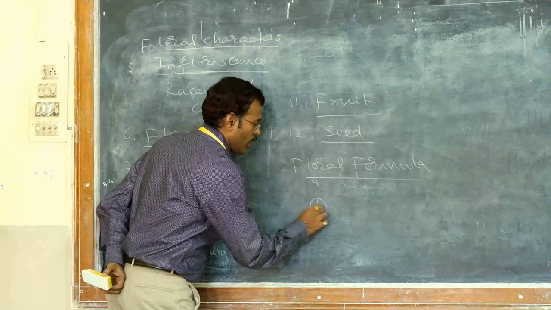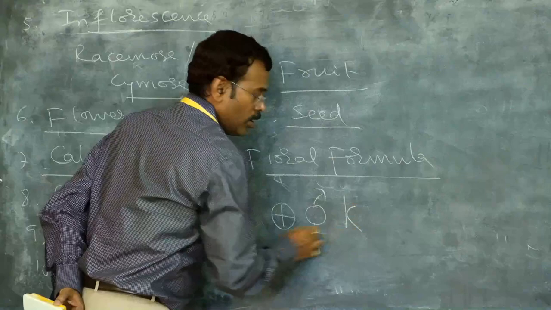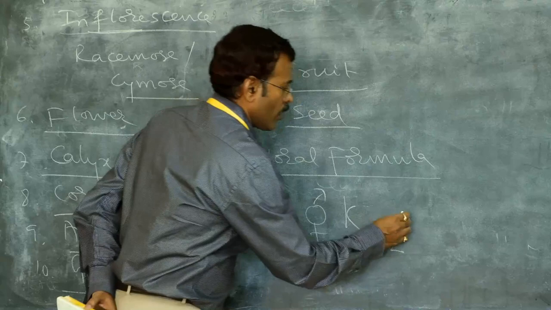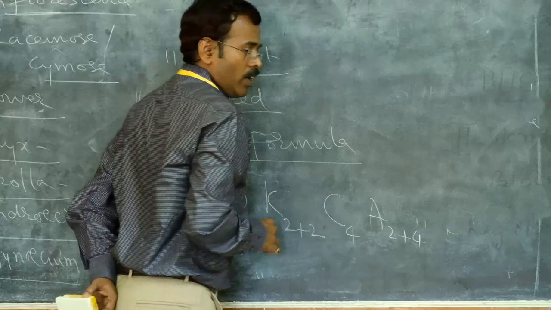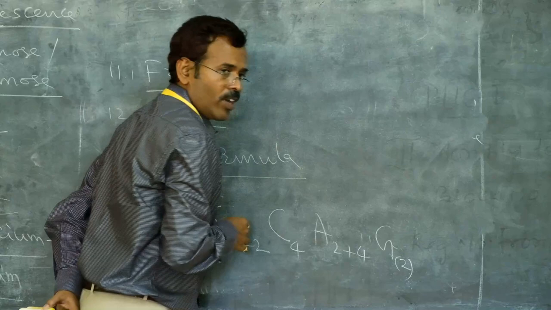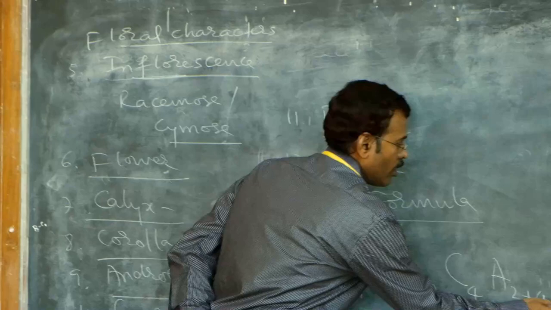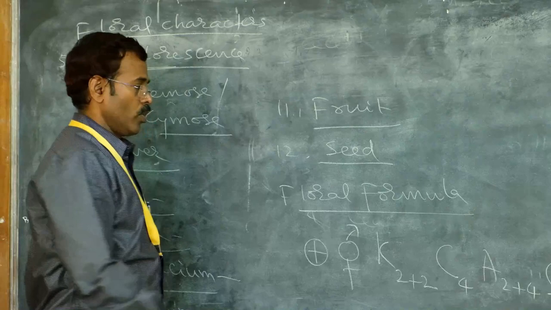bisexual flower, sepals 4 arranged into 2 whorls, 2 plus 2, then corolla, petals 4, androecium, stamens 6, tetradynamous condition, 2 plus 4, gynoecium, bicarpellary, 2 carpels, syncarpous means written in bracket, and ovary superior means a line is drawn like this, underline below the G. So this is the floral formula of mustard.